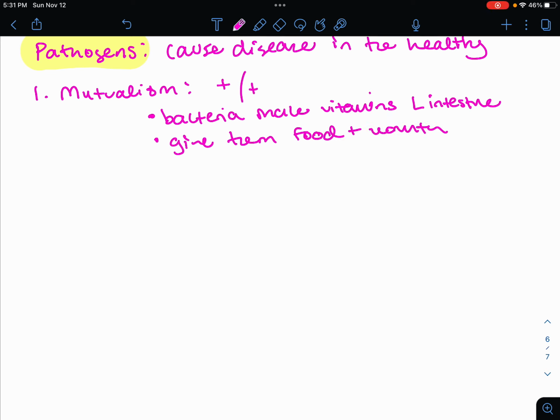There's also commensalism. This is another type of relationship. This is known as a positive neutral relationship, because one of these organisms will be benefiting and the other one is just not harmed in any way.